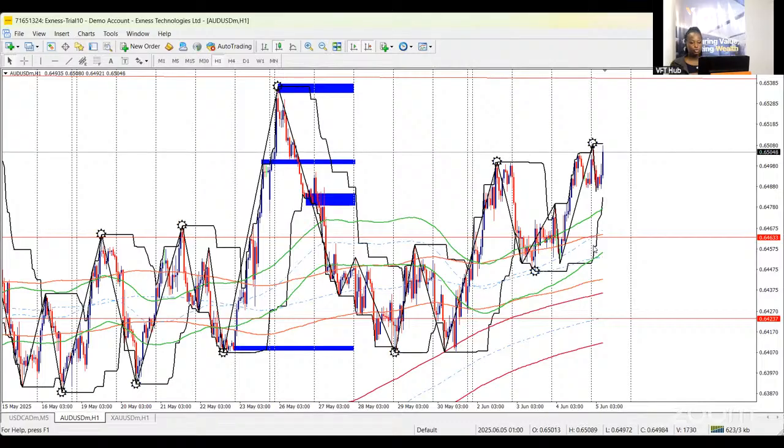Ideally, these are zones, not just price points. Ideally, they are zones, but take note of these levels, and then when price trades around that area, you start to look for confirmations. So what I'm saying on AUD/USD is that I expect it to sell in here, and then we'll continue to buy.